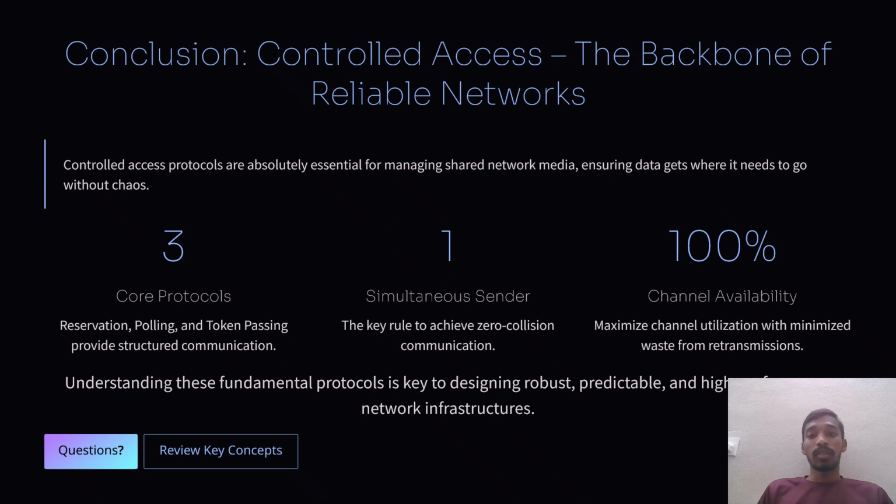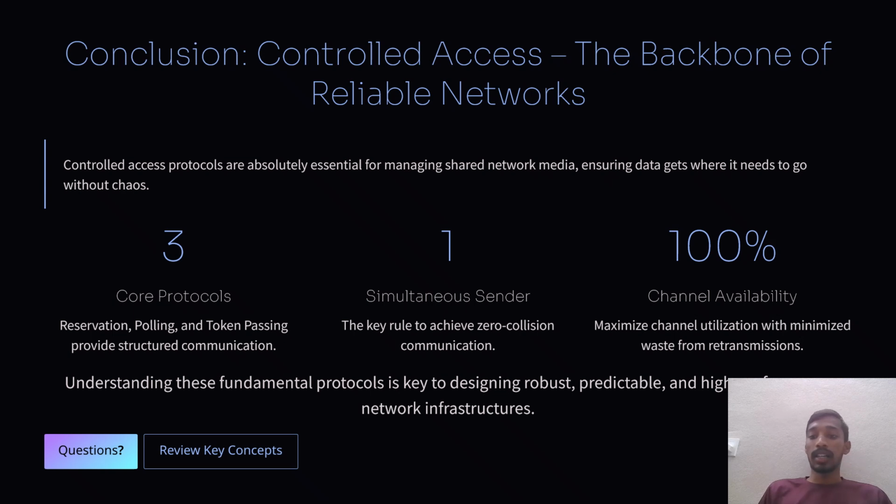Conclusion. Controlled access is the backbone of reliable networks. It is divided into three core protocols. The controlled access protocols are absolutely essential for managing shared networks, ensuring they meet their goals.